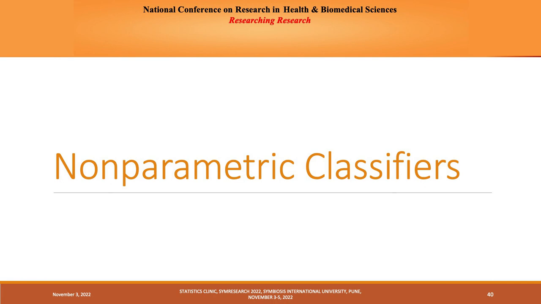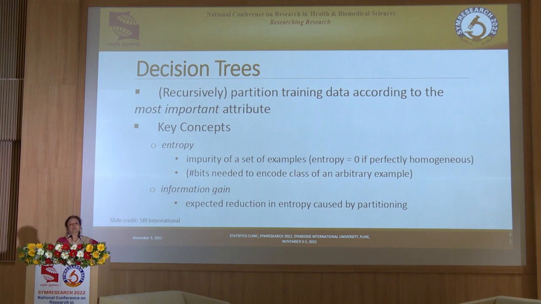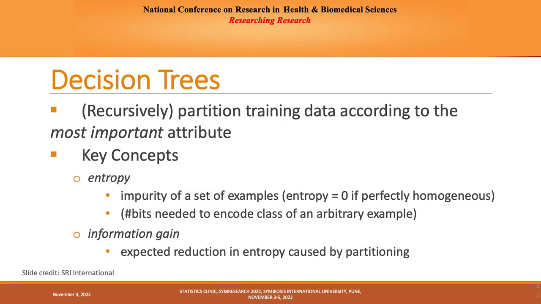Let's talk about some popular non-parametric approaches. The most popular one, very visually appealing and also appealing in many other ways, is the decision tree approach, which can be used both for regression and classification.